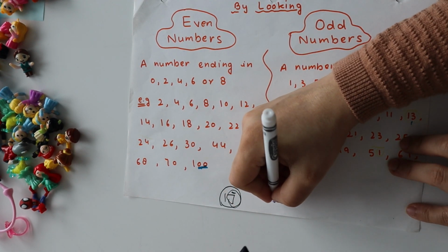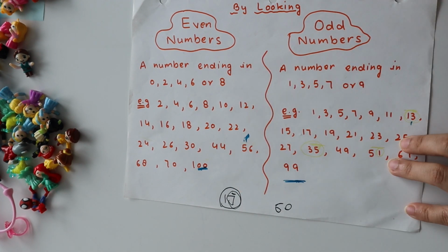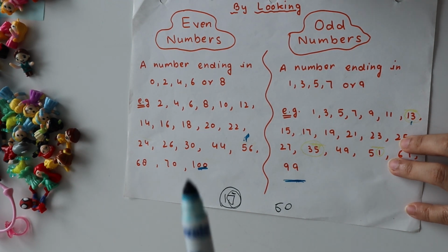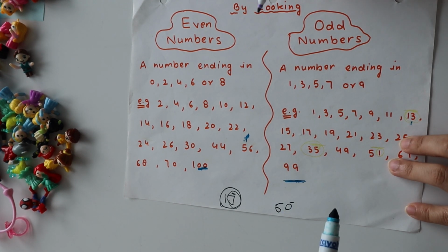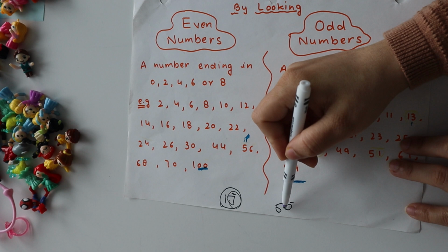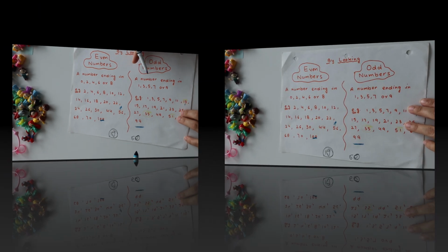So now you have to tell me, okay, let's say 60. So is 60 an even number or odd number? Even number. How? Because 0, 2, 4. 0 here. So 0 is the ending digit here. So this is an even number.